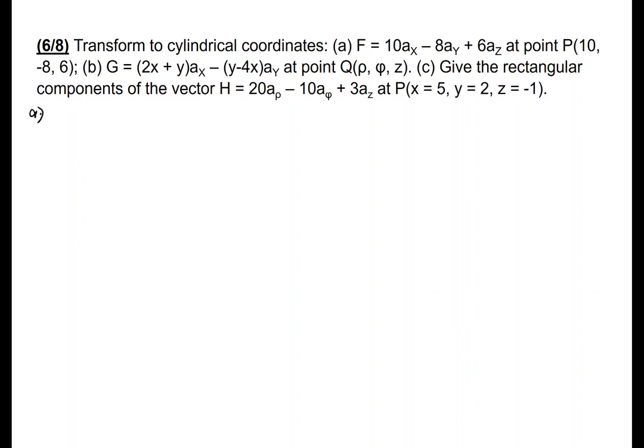Problem 8. So the challenge here is you have the vector F, which is 10 ax minus 8 ay plus 6 az. Now at point P, given 10, negative 8, and 6. Okay, now we can try to draw this one, transform this into cylindrical. So we can actually create a drawing like that.